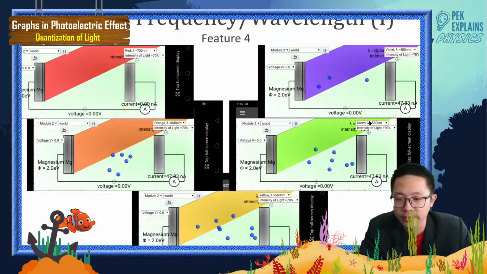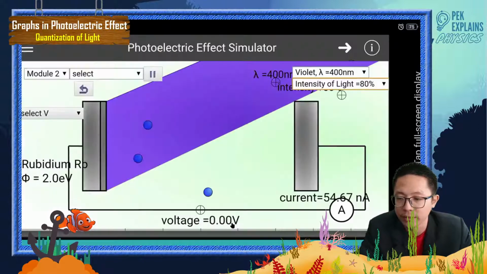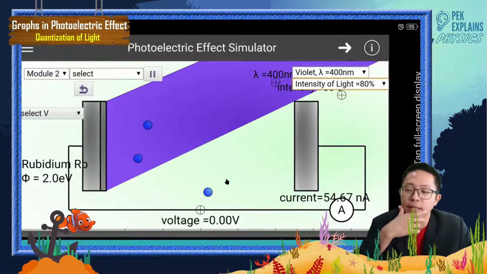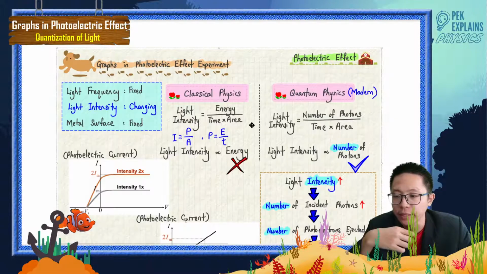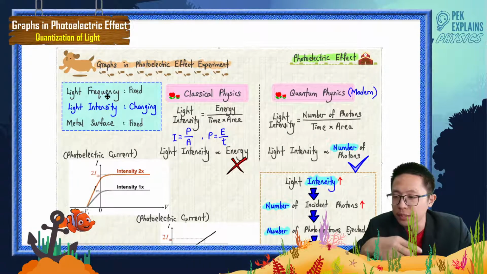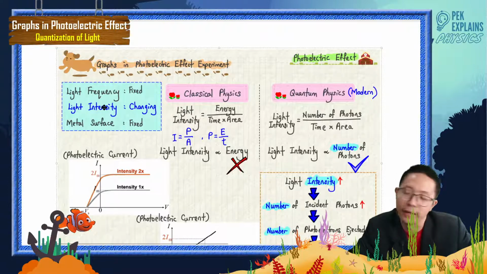I put all at the same intensity. You see all these, they have the same intensity. So intensity just means the brightness of light. Frequency or wavelength means different type of light. So again, frequency is different type of light. Intensity is different brightness of light.